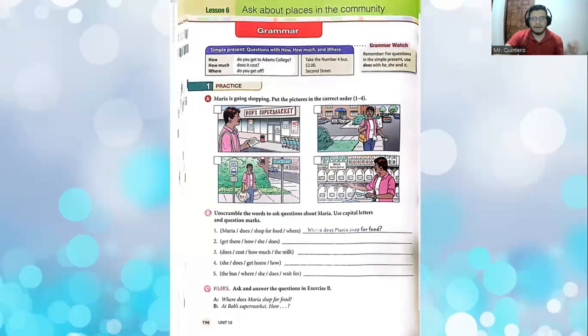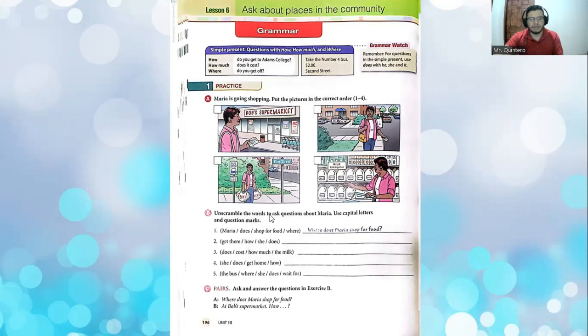She's looking for the Bob's supermarket. For the reason she has a piece of paper in her hand and she has the directions. Now she got to the supermarket and she enters the supermarket to buy food, to buy vegetables, different fruits, etc. And what else? She's leaving the supermarket and now she's waiting for the bus.